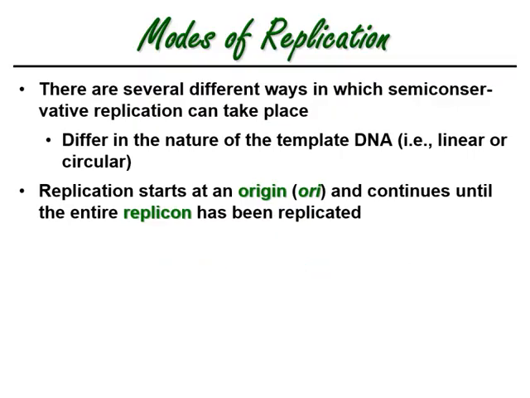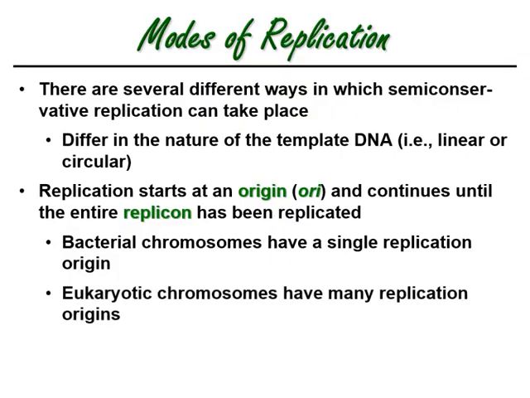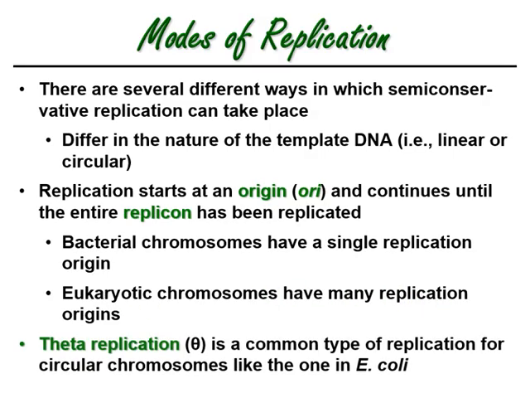Okay, and so here we go. Bacterial chromosomes only have a single origin of replication because they're circular. Once you start and you go bidirectionally left and right away from it, you're going to come back around and connect. Eukaryotic chromosomes, on the other hand, have lots and lots of replication origins. In bacterial cells, or basically anything with a circular chromosome, we call that form of replication theta replication.